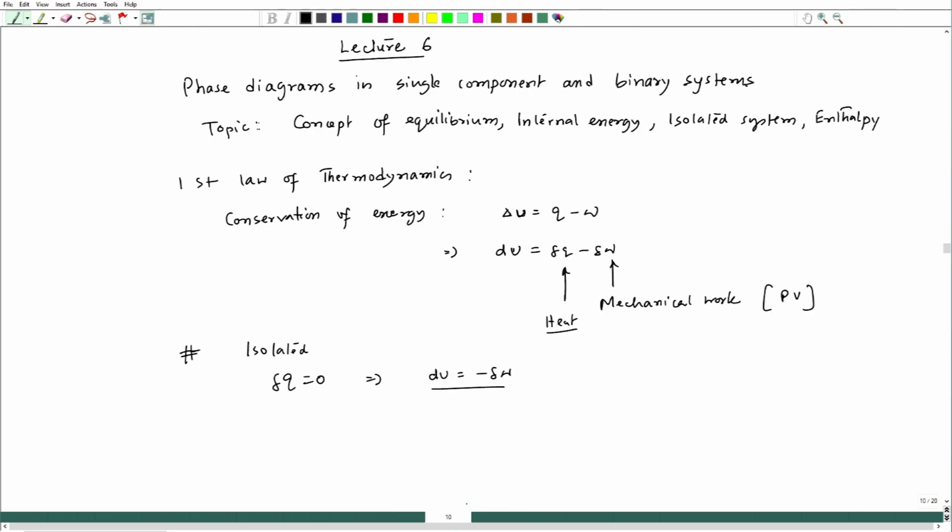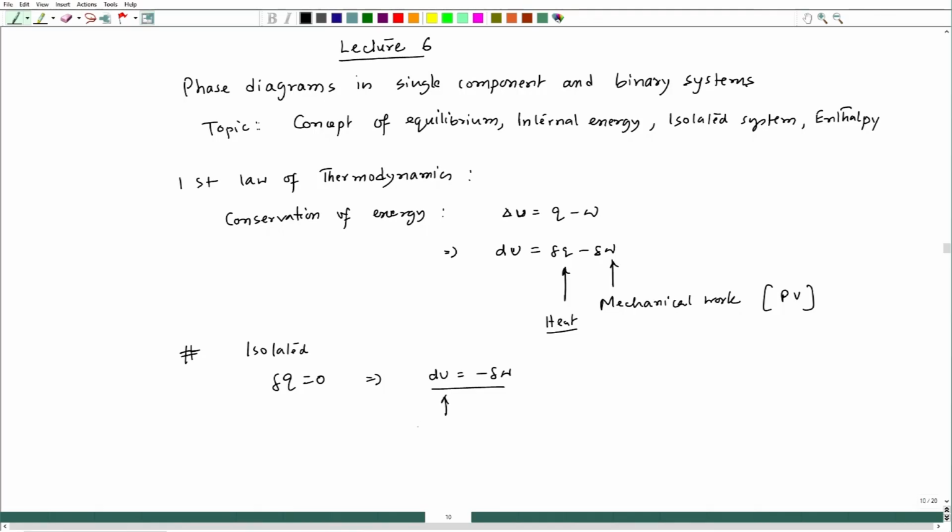Now, coming back to this, dU is basically the change in internal energy and W is the work done by the system, and I have not added any heat from outside. Still the system does work. That means the system must have some form of energy, and that is nothing but the internal energy. Otherwise, the system cannot do work.